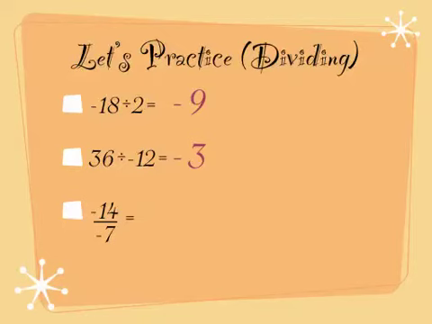The last example, and just notice that this division problem is shown using bar notation, using a division bar. So we have negative 14 divided by a negative 7. A negative divided by a negative means we have same signs, so our answer is going to be a positive, and 14 divided by 7 is 2.